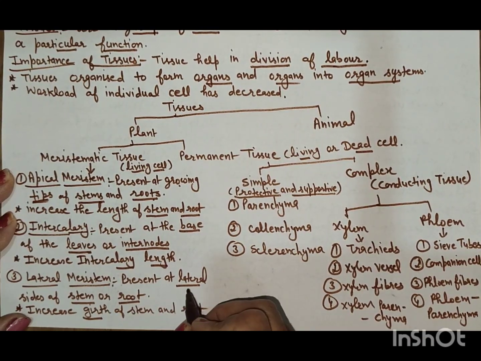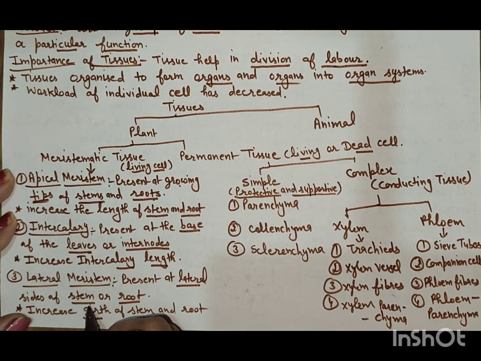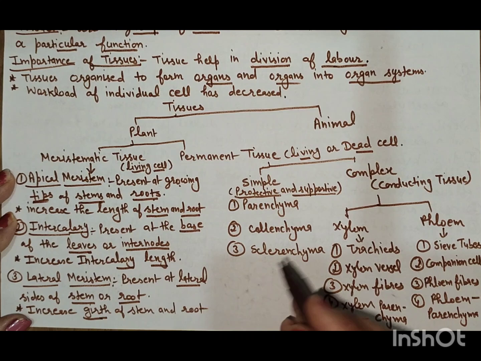Lateral meristem. It is present at the lateral side of the stem or root and it increases the girth of the stem and root. Girth means width.